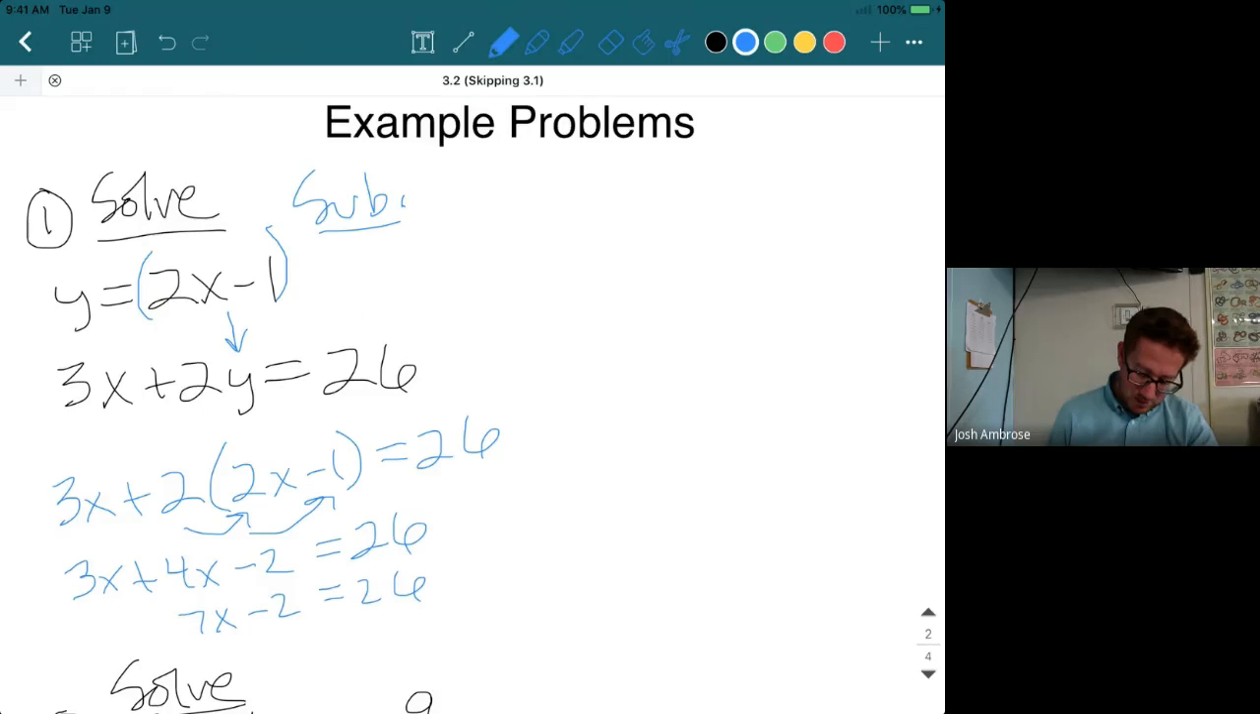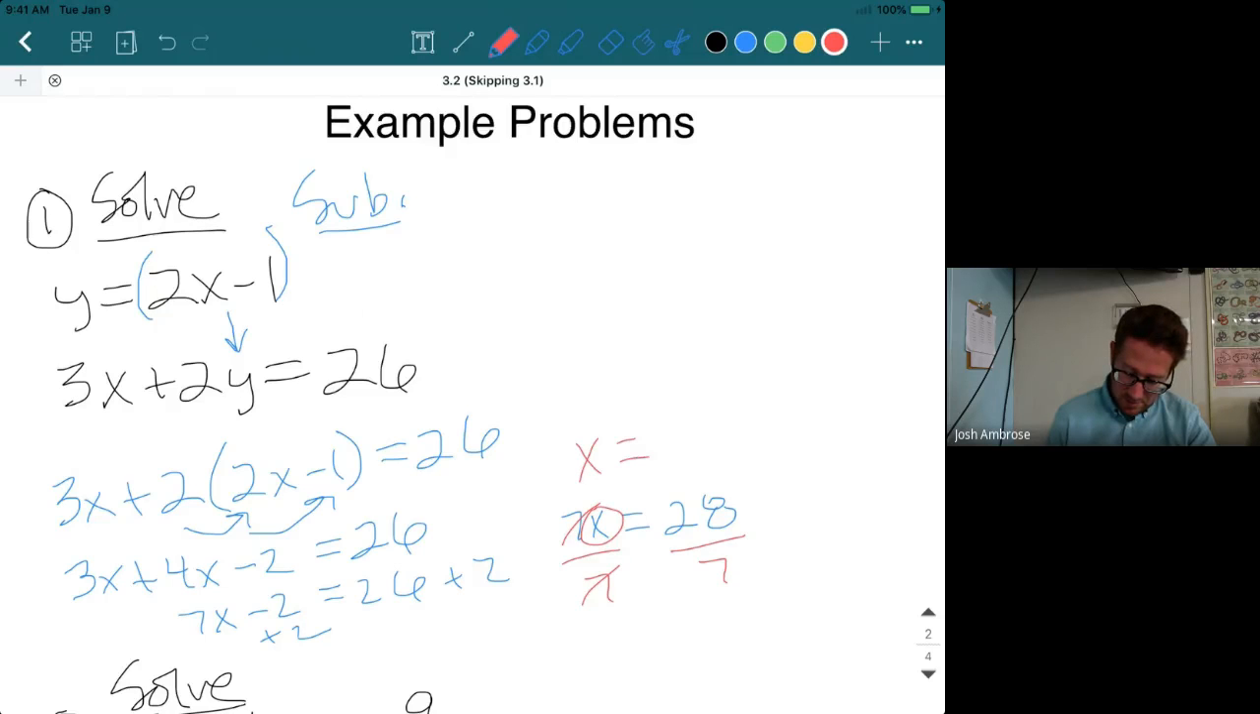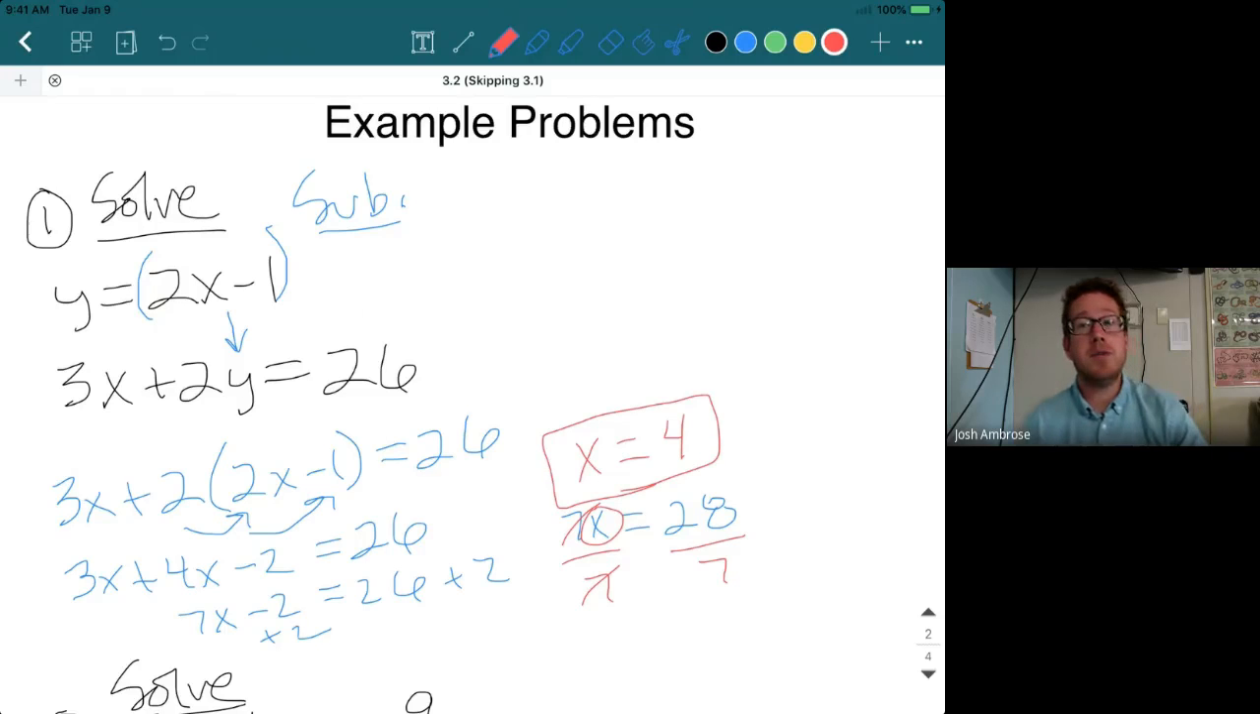We're going to add 2 on both sides. So now we're looking at 7x equals 28. Then final step here, divide both sides by 7. Isolating x, x equals 4. All right, now we are not done. All we solved for was x, but to solve a system, you have to solve for x and y.